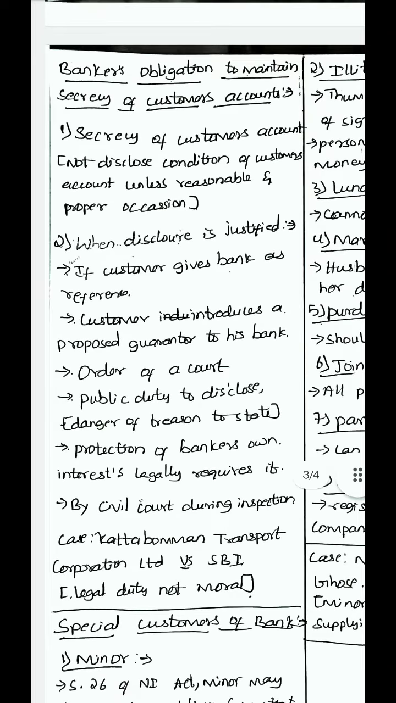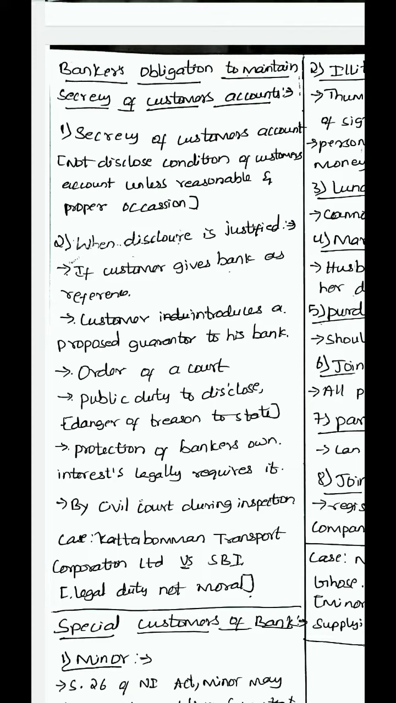The next important concept is the banker's obligation to maintain secrecy of customers' accounts. The banker should not disclose the condition of a customer's account unless there is a reasonable and proper occasion. So when is disclosure justified? When is there a reasonable and proper occasion when a banker can give information about his customer to any other person?